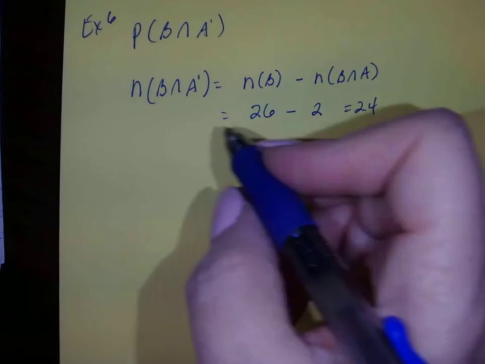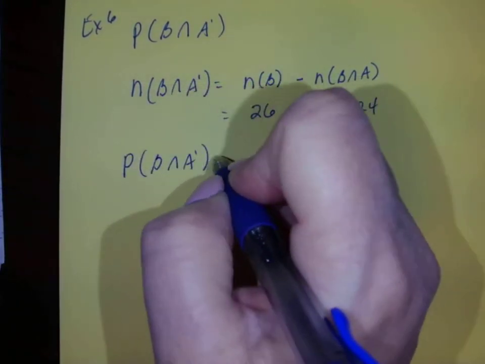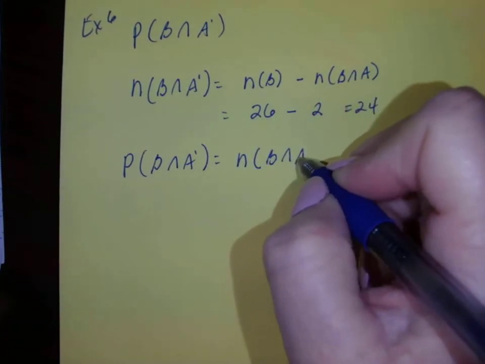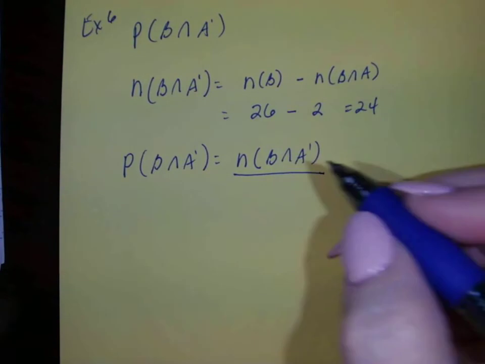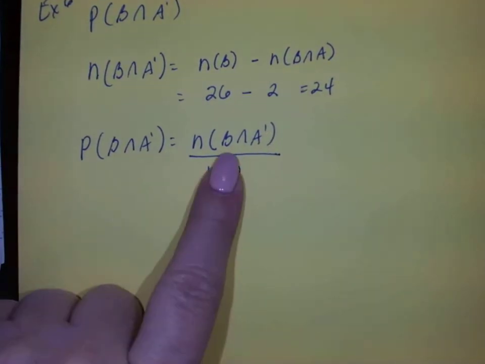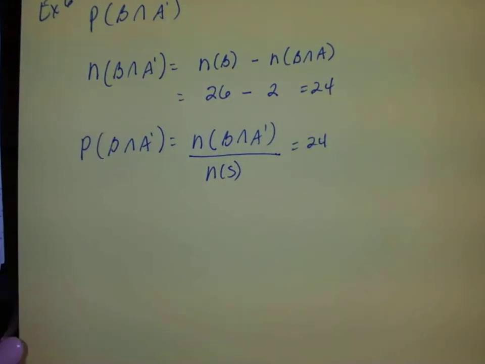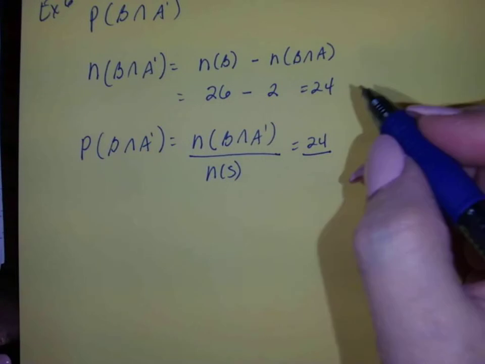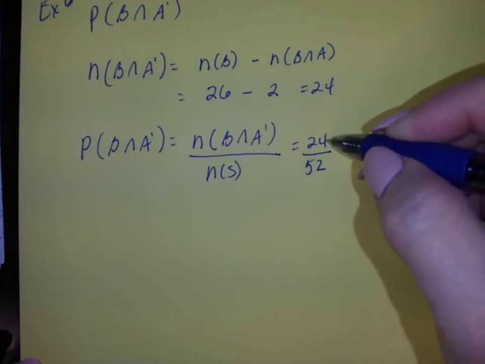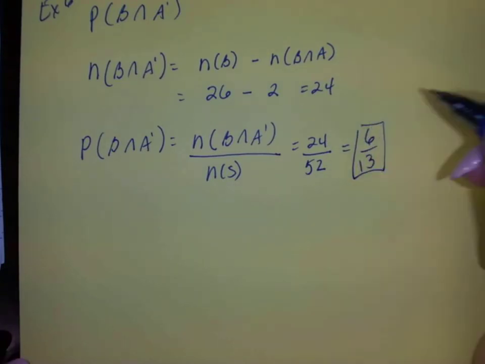So now we're looking at the probability of the intersection of the complement. This will be equal to the number of B intersected with the complement over the number of S. So we found this part here. That's going to be 24. And the sample space is always going to be an entire deck of cards. So that'll be 52. And they will reduce both by 4, and we'll end up with 6 out of 13. Okay.